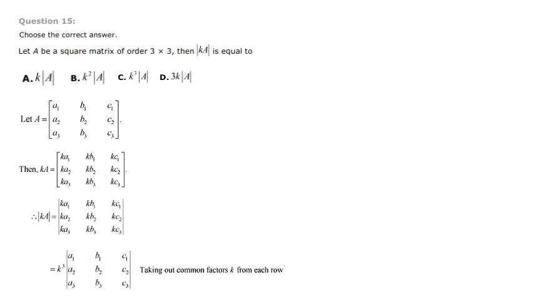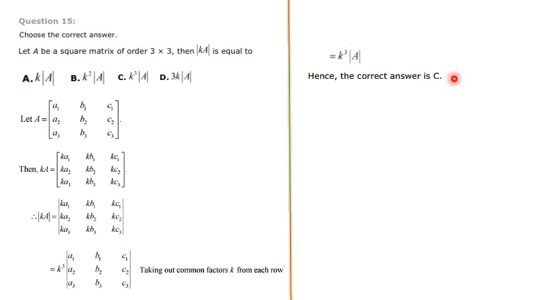So it's the same determinant. Then that is equal to k cube into, this one is our determinant A. Of course it is matrix A mentioned here, but determinant A is also the same. So k cube into determinant A. So the answer is option number C. So we can mark option number C as the correct one.